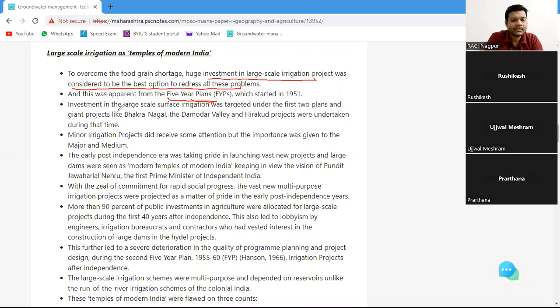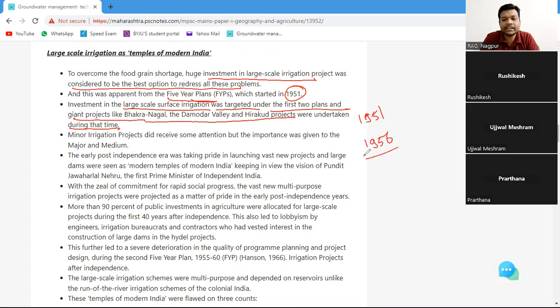Investment in large scale surface irrigation was targeted under the first two plans, and giant projects like Bhakra Nangal, the Damodar Valley and the Hirakud projects were undertaken during that time. Remember this: they were constructed in the first two 5-year plans. The 5-year plans started from 1951, so the first 5-year plan was 1951 and the second was 1956.